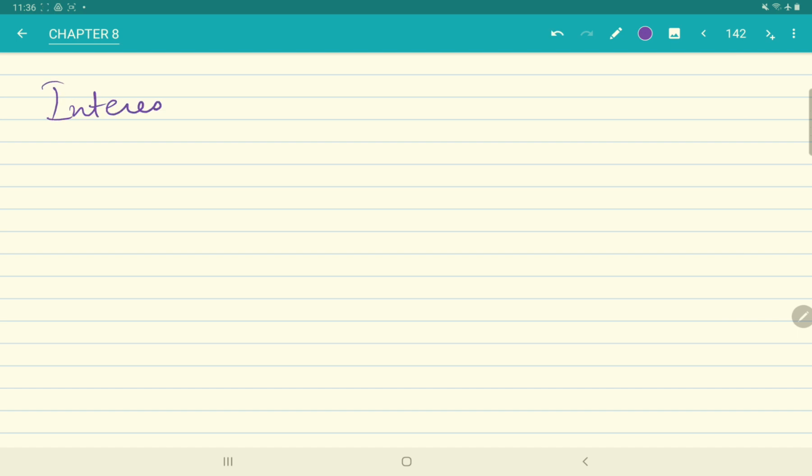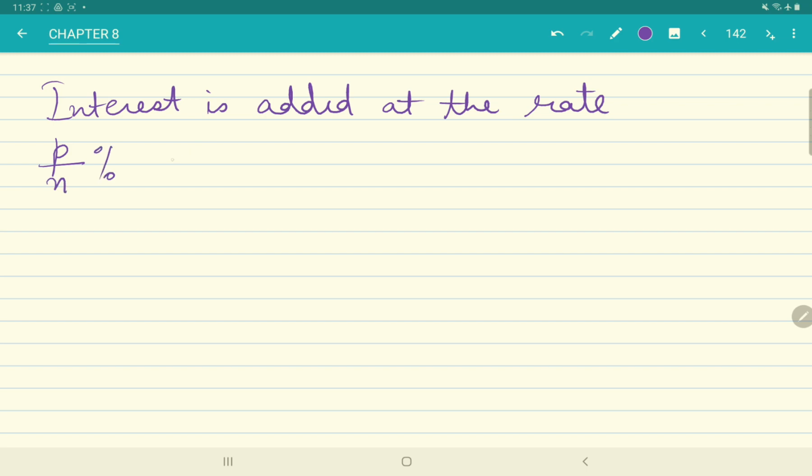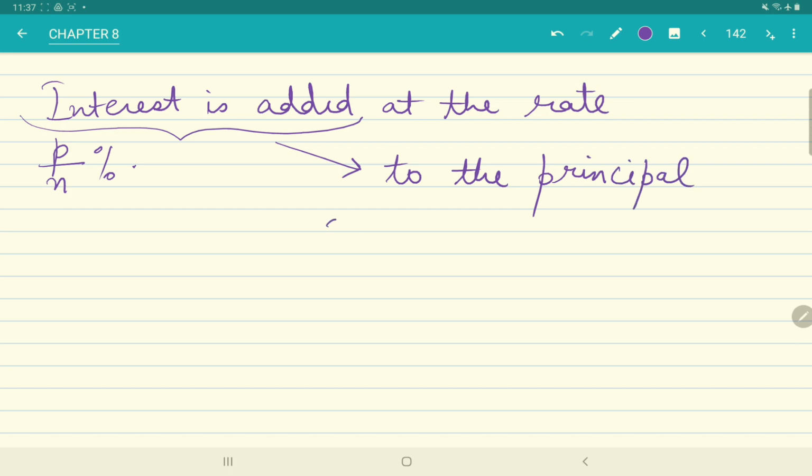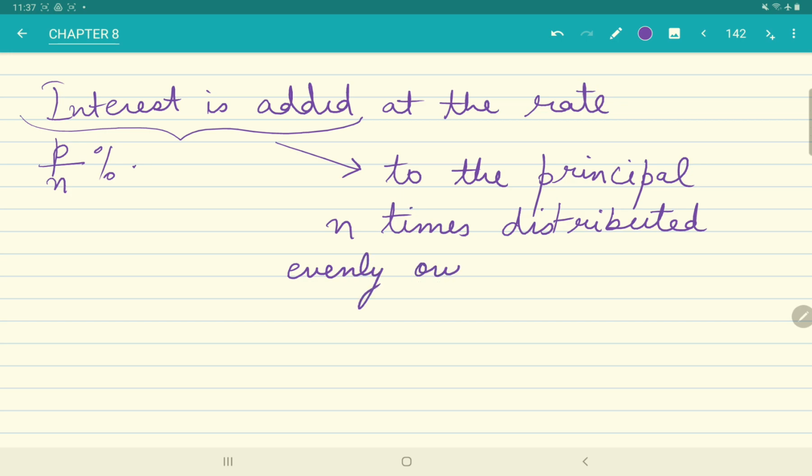Interest is added at the rate P by n%, and we have to understand that it is added to the principal n times, distributed evenly over the year.